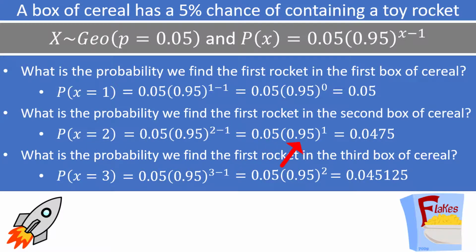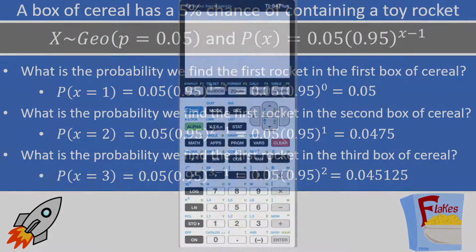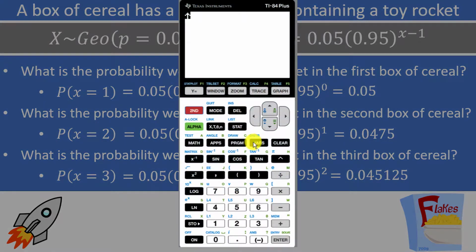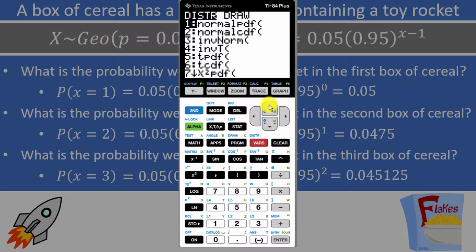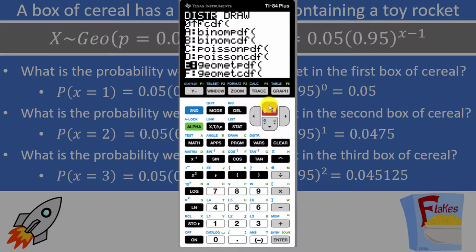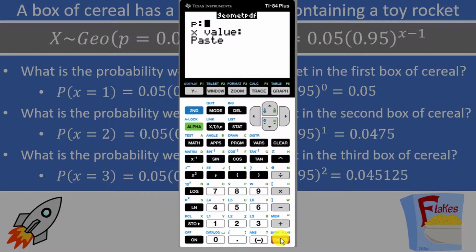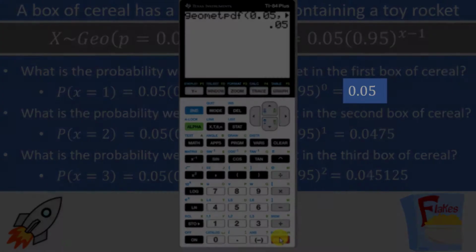0.05 times 0.95. If you'd rather not use the formula, you can use the geometpdf function on the TI-84 calculator to find the same probabilities. Press second, vars, scroll up to get to the bottom of the list, and select geometpdf. For p, type 0.05, and for x, type 1. You will get 0.05, just like we got in the formula.